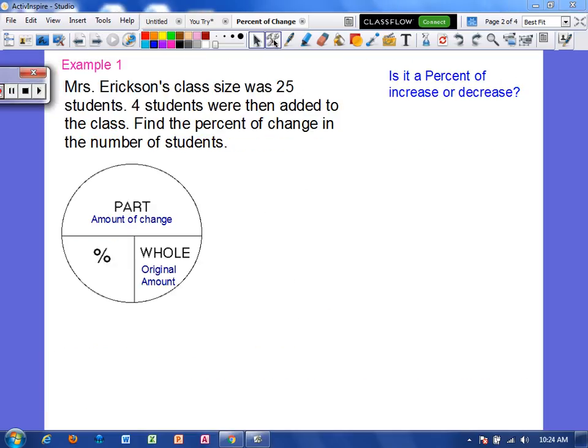Alright, example 1. Mrs. Erickson's class size was 25 students. 4 students were then added to the class. Find the percent of change in the number of students. First, let's identify if this is a percent of increase or decrease. There were originally 25 students, and 4 more were added to the class. So that means this is a percent of increase.